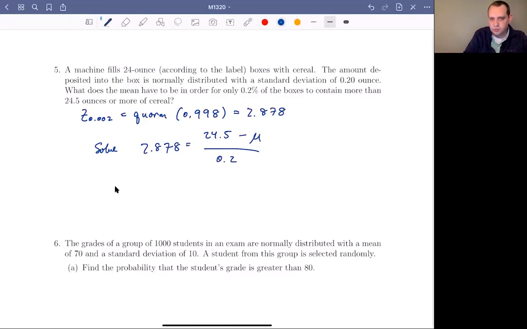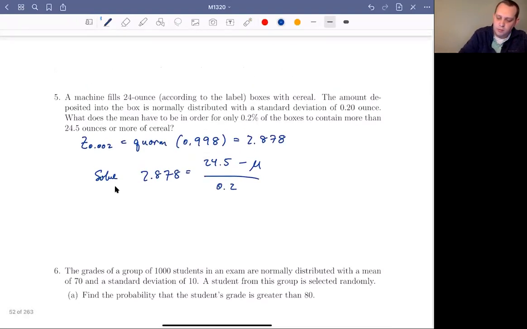Let me just say one extra word here about why I changed this 24 to a 24.5, and that was, of course, because of the question. But remember what we were looking for. If we think about the standard normal curve, we want to know what's the cutoff so that to the right of this point, this area is 0.002. And it turned out that that cutoff was 2.878. Okay. And so what we want to do then, this is for the normal curve. We think about the cereal curve.